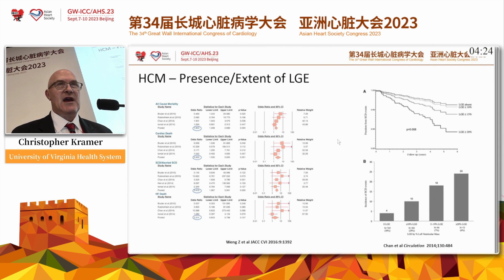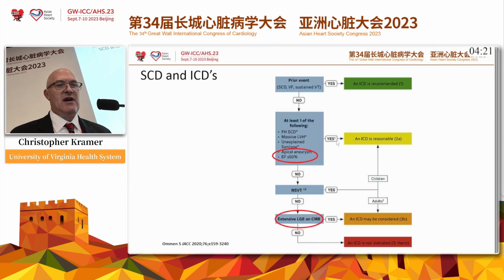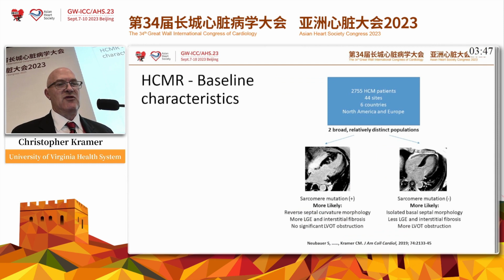So for this reason, LGE of more than 15% of LV mass was included in the most recent 2020 ACC AHA guidelines as a 2B indication for an ICD in hypertrophic cardiomyopathy. Other findings that can be shown on CMR that are important, class 2A indications for ICD, include LV apical aneurysm and a low ejection fraction or end stage HCM. So CMR is a very important exam in patients with HCM for risk stratification.